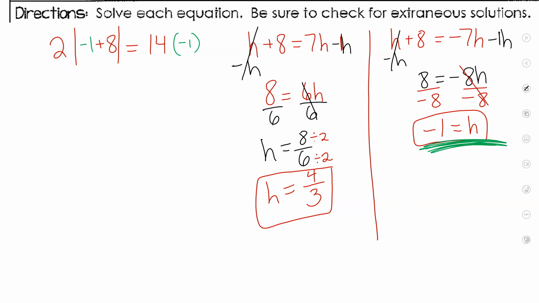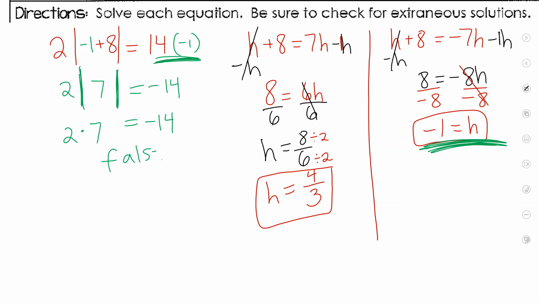What's -1 plus 8? It's just 7, okay? And what's the absolute value of 7? It's always positive, so 7. And these are being multiplied. And this side was 14 times -1 over here? -14. So guys, is 2 times 7 -14? Oh, that's false. That's false.